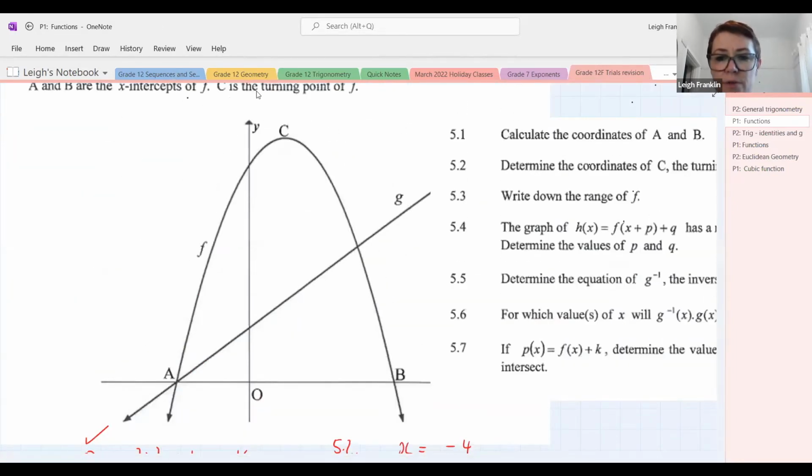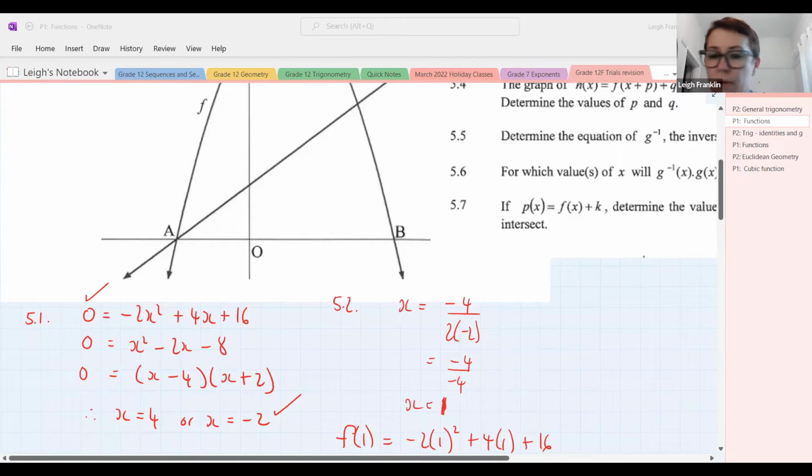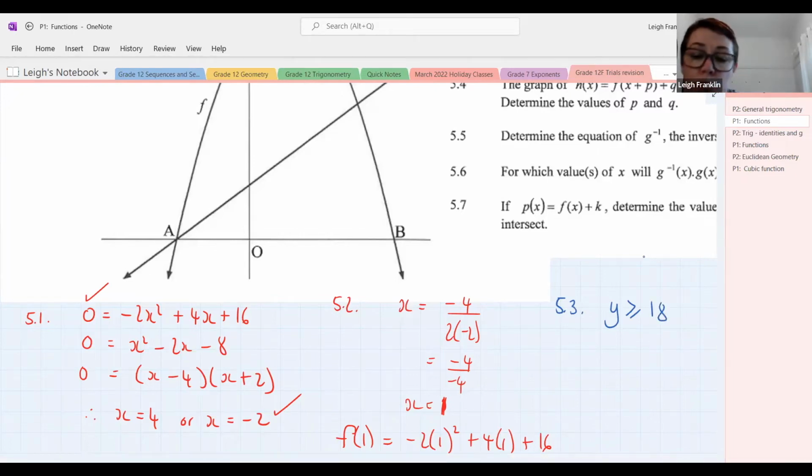All right, so as far as the range of f is concerned, y is greater than or equal to 18. Lovely. Okay, I quite agree. Okay, so for 5.3, y is greater than or equal to 18. Of course, your alternative with that is to write it using brackets. Okay, so from here, 18 is going to be your minimum. So it goes from 18 up to infinity. And then here we've got a square bracket. Okay, so that would be the other way in which we can write that.